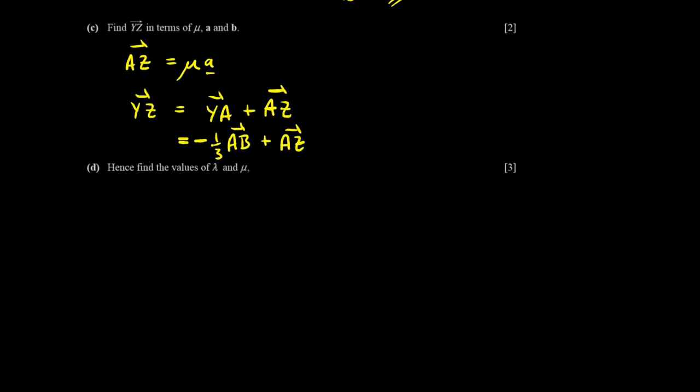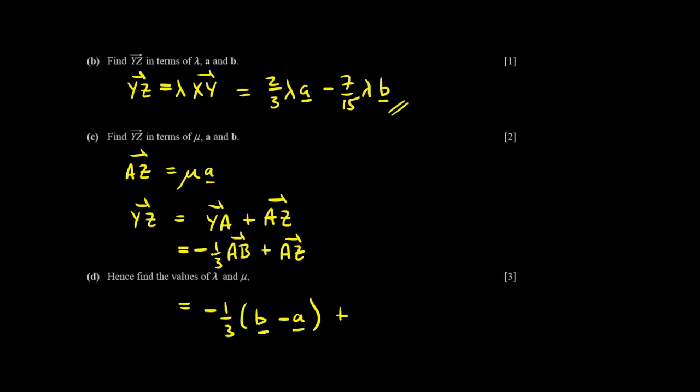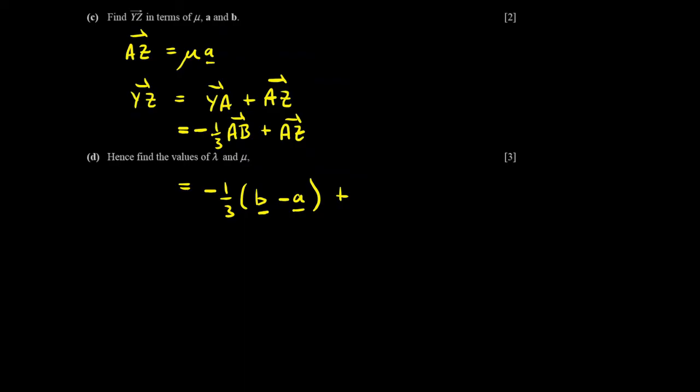Okay, so minus 1/3 AB. Well, we already figured out that AB is B minus A. We did that in the previous part of the question. And A to Z, if we just go up, is mu A, right? That's the thing there. So AZ is mu A. All right. So I've got plus 1/3 A plus mu A. So I can write that as 1/3 plus mu A. And now I've got minus 1/3 B. Okay, so that's what I've got.